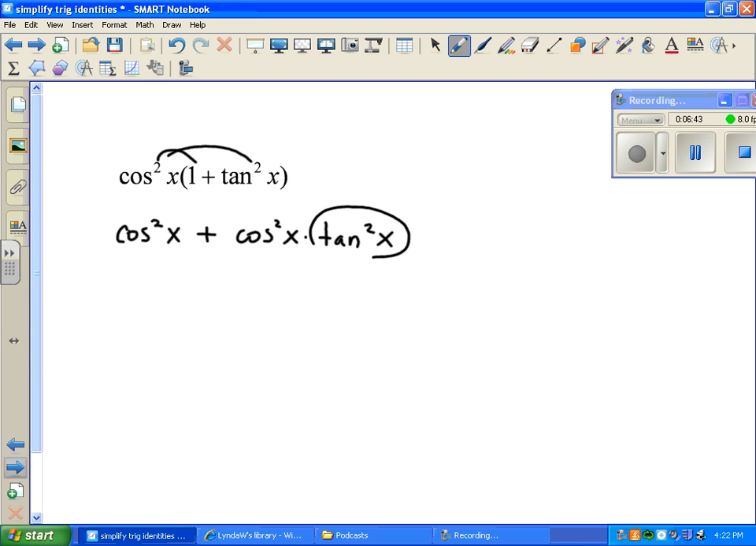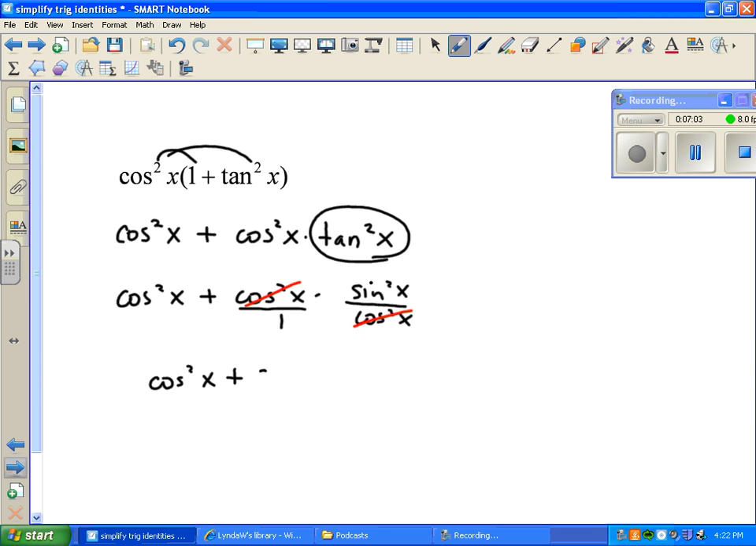So if you think, I'm going to replace tangent squared with sine squared over cosine squared, that's good, because the cosine squared on the bottom is going to cancel out with the other cosine squared, and it's just going to leave sine squared. So we end up with the cosine squared of x plus the sine squared of x, which equals 1.